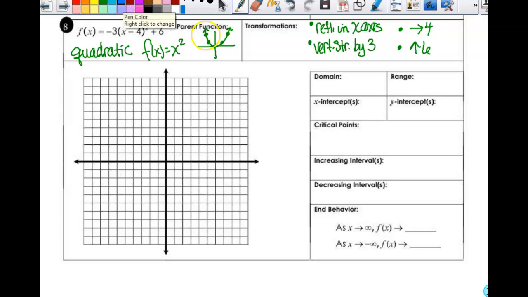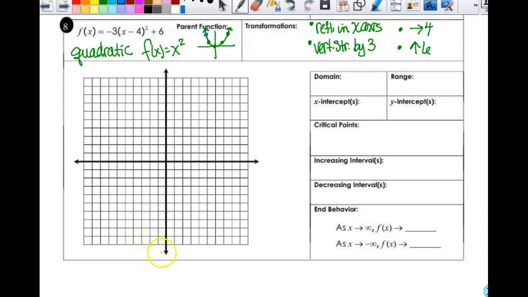Okie dokie. So I'm going to start out here. What's this point? -2, 4. Okay, so I'm at -2, 4. I start here. I reflect in the x-axis, so I'm down here at -4. Vertical stretch by 3, so my y value becomes 12. So I am off the graph a little bit, but I'm not stopping just yet.